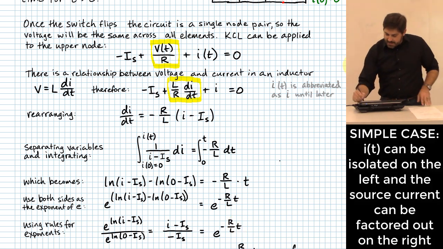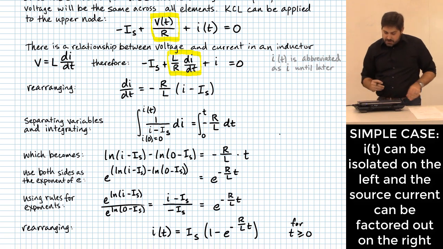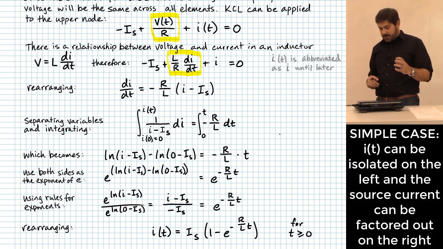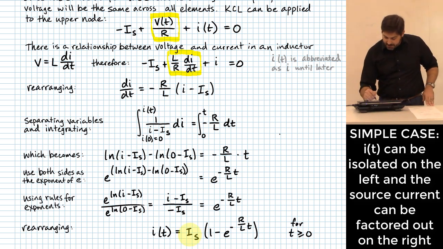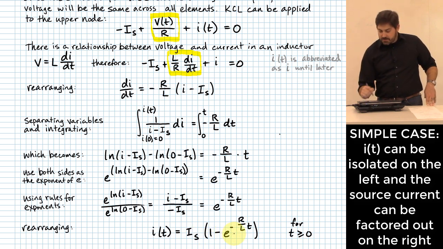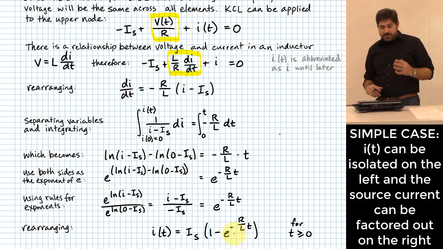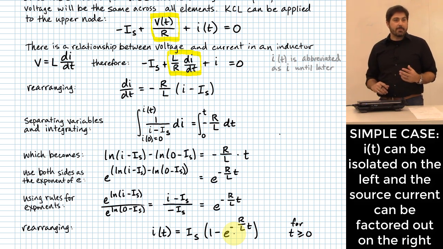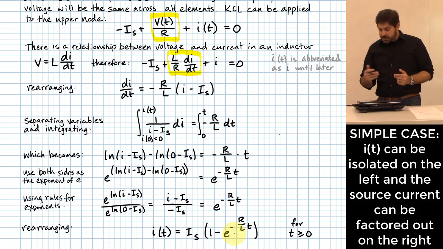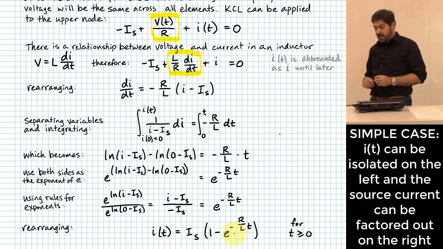Okay? So then what's next? We can rearrange that expression slightly and isolate I as a function of t. If we do that, we end up with an expression that says it's the current source value multiplied by 1 minus e to the minus R over L t. This is valid for time greater than or equal to 0. Because what happened at 0? The switch flipped. And so this function gives us a way of expressing what will happen with this current for time greater than or equal to 0.